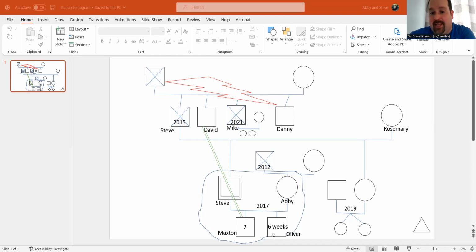When I taught this the last time, Ollie was only 6 weeks old. He's almost a year old now, so you get the idea.